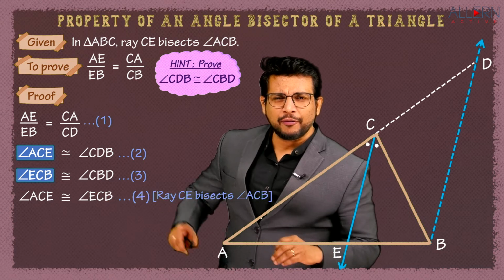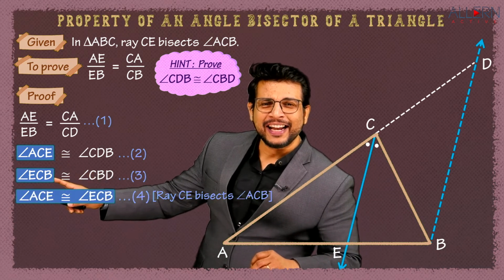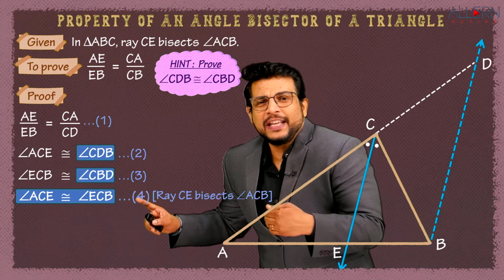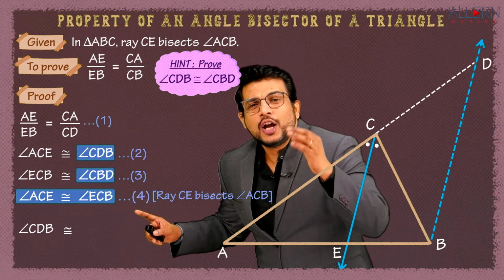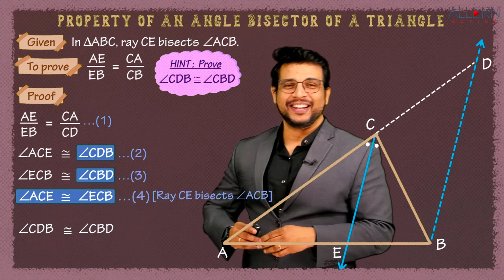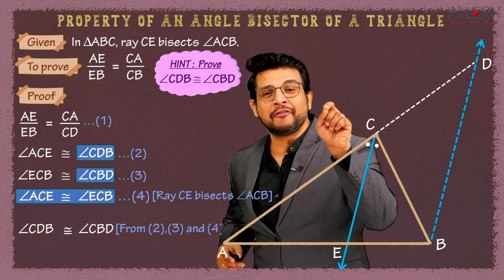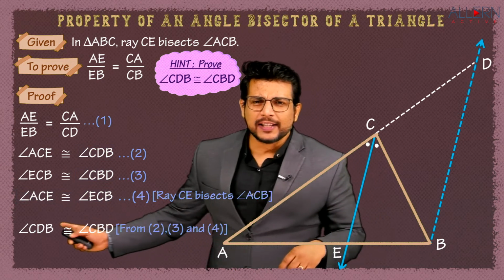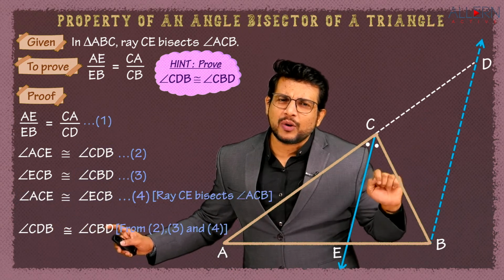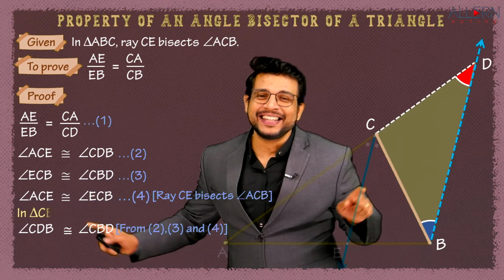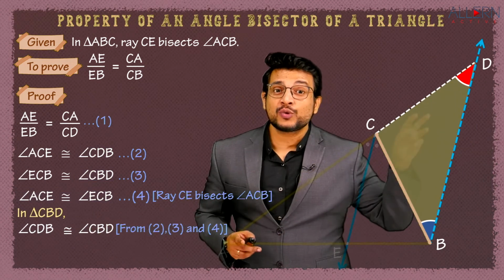So from 2, 3 and 4, the left hand sides are equal, so we can write the right hand sides to be equal. That means we can write angle CDB congruent to angle CBD. From where did we get that? We got it from 2, 3 and 4, isn't it? But look at these two angles, they are equal. In which triangle? In triangle CBD. So in triangle CBD, we have these two angles to be equal.